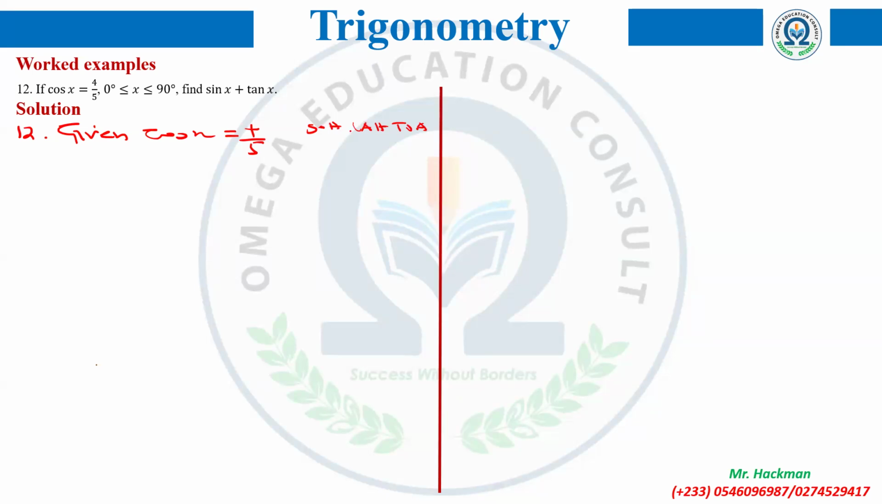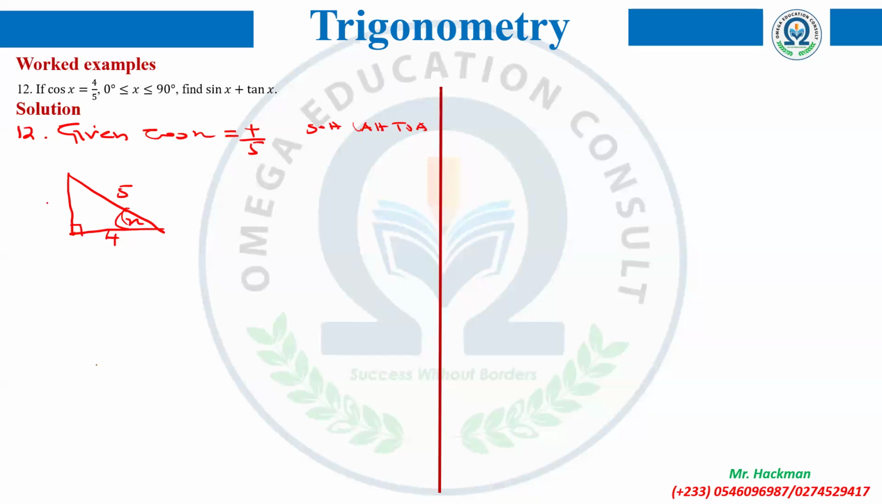You've been given cos, and cos has adjacent and hypotenuse. However, sine and tan will need the opposite. So you use the Pythagoras theorem to find the other unknown sides. So I come and draw my right angle triangle. The angle is still x. So I indicate my x here. And don't forget to indicate your right angle. Cos x is 4 over what? Over 5. Remember, adjacent is the numerator, and that is 4. So adjacent is 4, and the hypotenuse is 5. Is that clear?